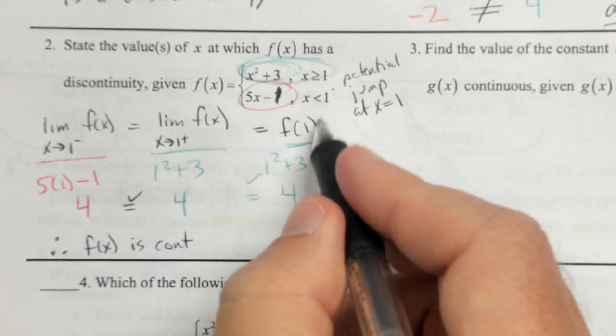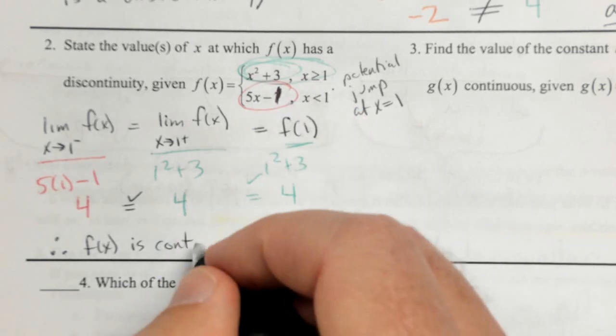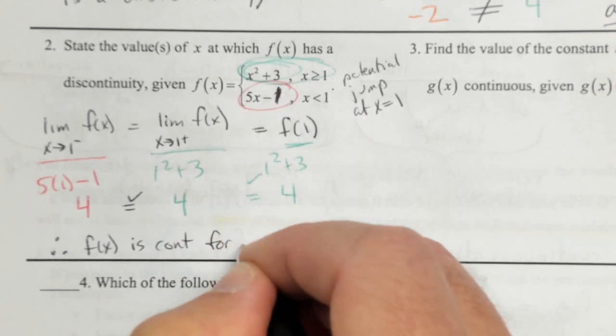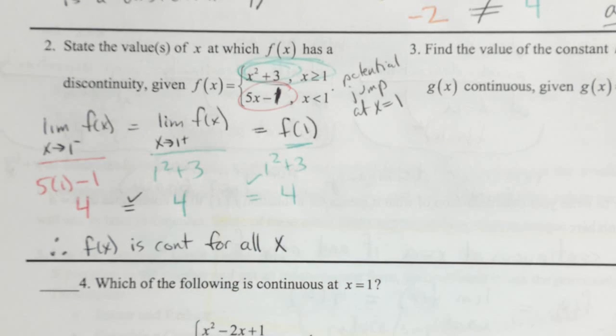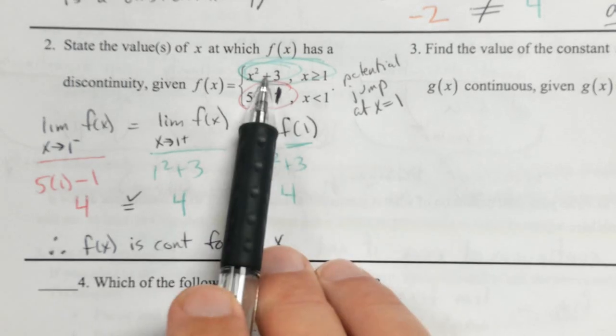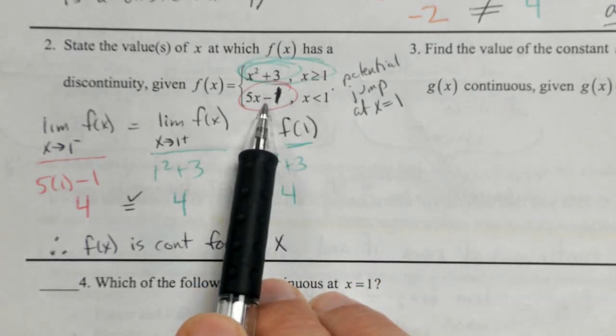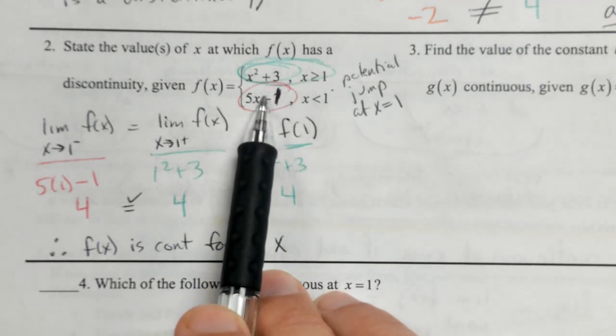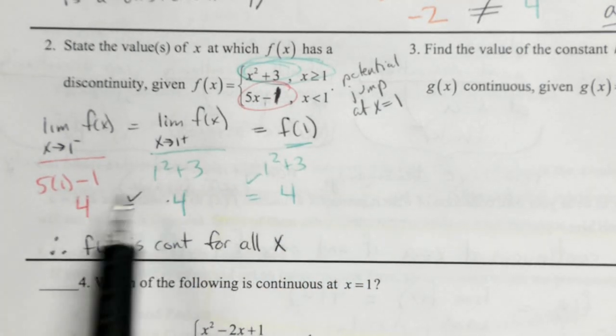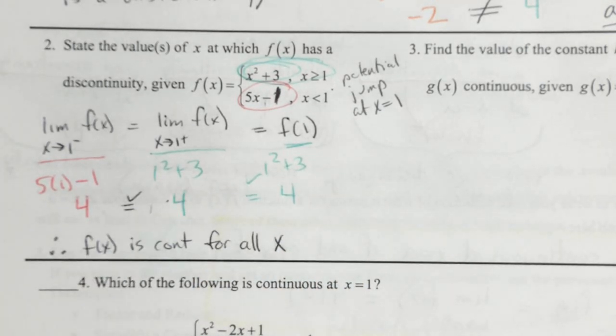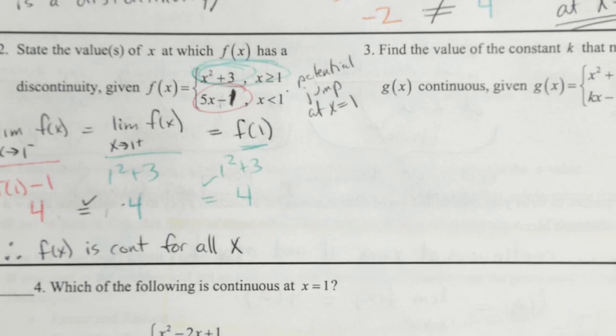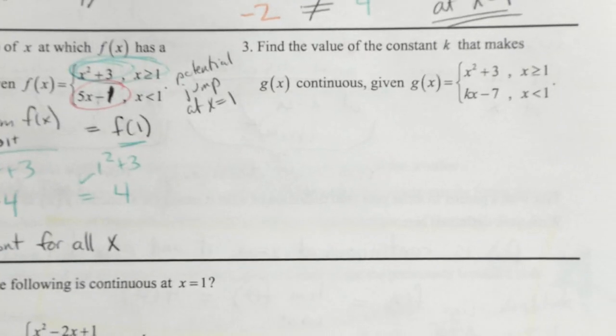You know what? I was going to say at x equals 1. That would be true, but I can say it's continuous for all x. 1 was the only place I was really worried about. X squared plus 3 is a parabola. 5x minus 1 is a line. Those are definitely continuous. This one is rigged so they match up at the same spot.